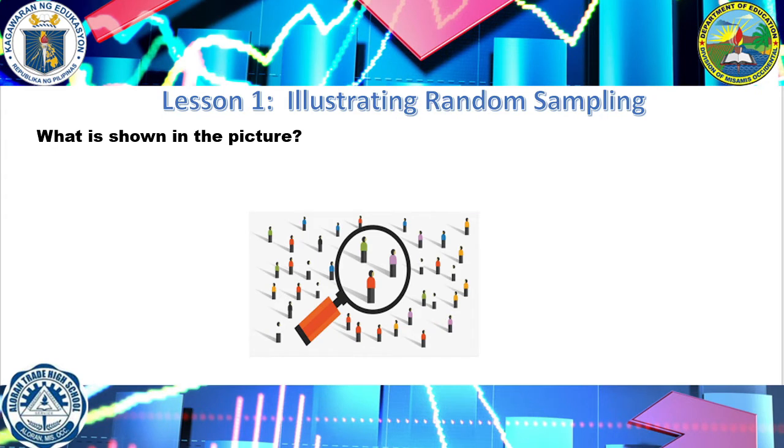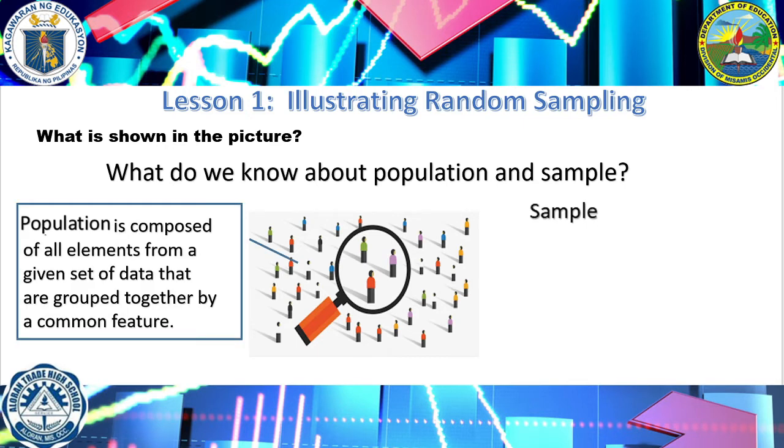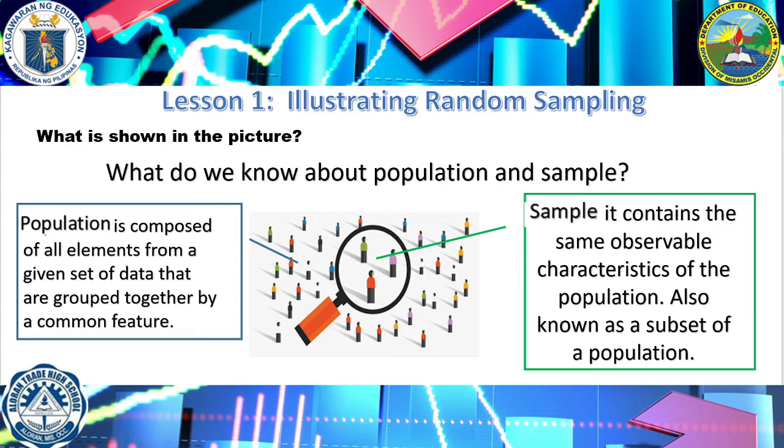Now, what is shown in the picture? We have population and we have sample. What do we know about population and sample? Population is composed of all elements from a given set of data that are grouped together by a common feature, while sample contains the same observable characteristics of the population. Sample is also known as a subset of a population.